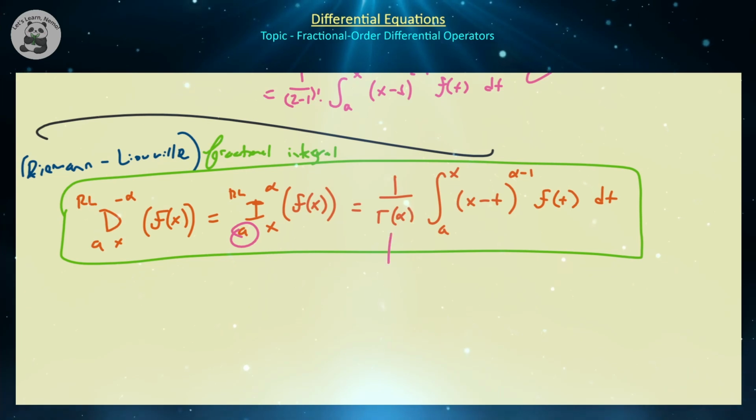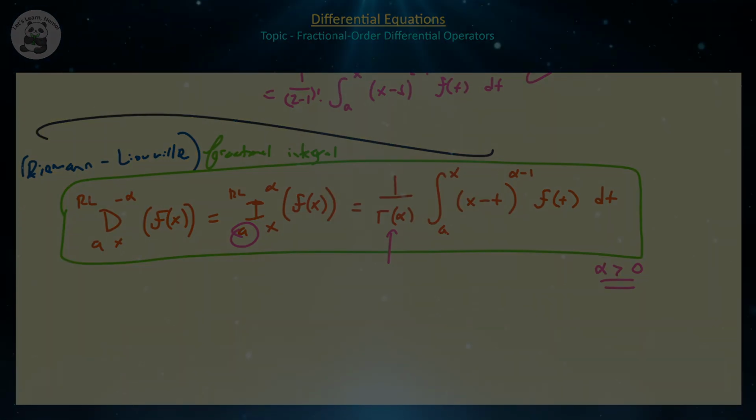And keep in mind, at least for the domain of the gamma function, on the negative integers it does not exist, including at alpha equal to 0. So this identity only really makes sense for alpha greater than 0, right? So that's the Riemann-Liouville fractional integral. Now let's get into a couple of examples to see how this operator works.